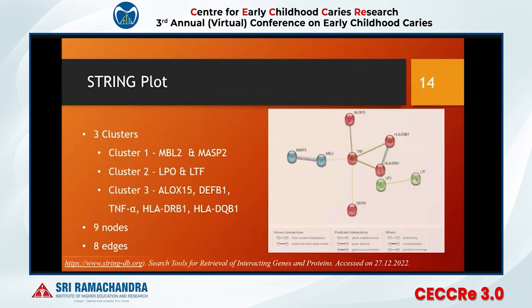Group 1 consists of 2 genes, that is mannose binding lectin 2 and mannose binding lectin associated serine protease 2. Group 2 again consists of 2 genes, LPO and LTF, that is lactoperoxidase and lactotransferrin. And Group 3 consists of 5 genes: lipoxygenase 15, tumor necrosis factor alpha, beta-defensin 1, and human leukocyte antigen alleles DRB1 and DQB1.